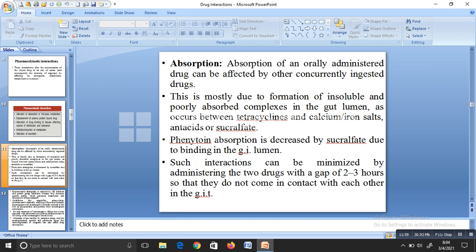Okay. What is the first example of this drug interaction which occurs because of absorption?